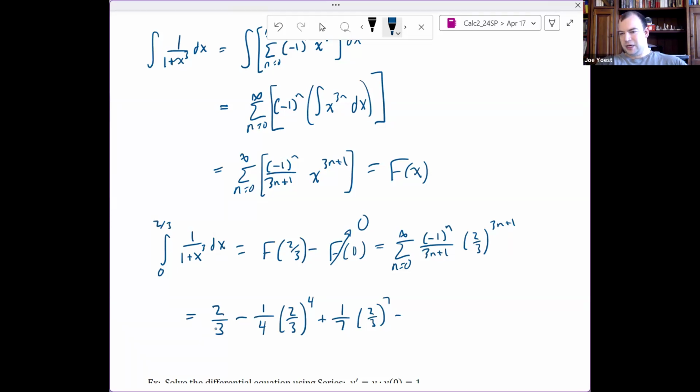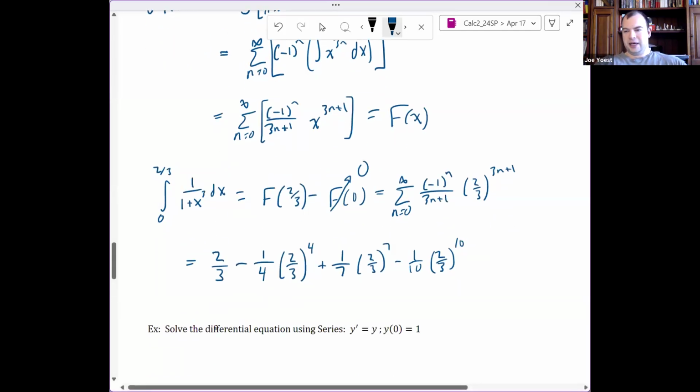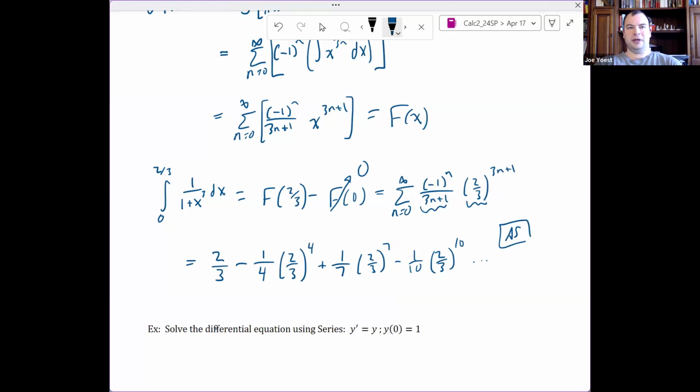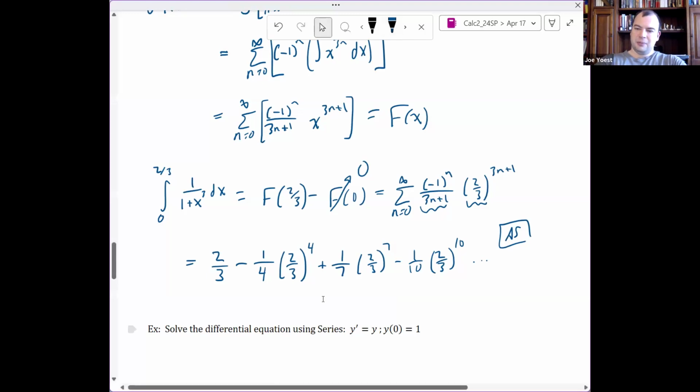Yeah, minus 1/10, 2/3 to the 10th. I noticed that I have an alternating series. I can use the alternating series estimation theorem. I know this converges. I know that the size of the terms decreases and so on. This 2/3 to a bigger and bigger power, along with this 1 over 3n plus 1, is going to be decreasing, limiting to 0. The series converges. My alternating series estimation theorem says that the error in my approximation is bounded in absolute value by the first term that I leave off.